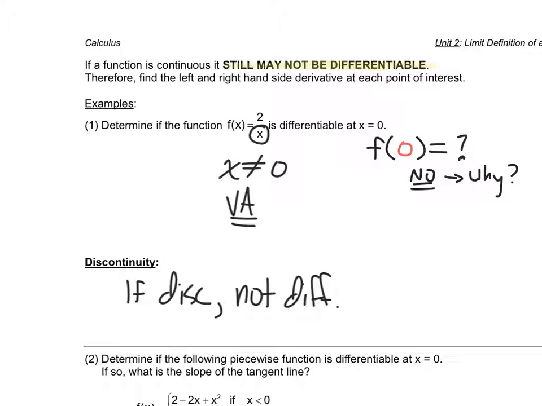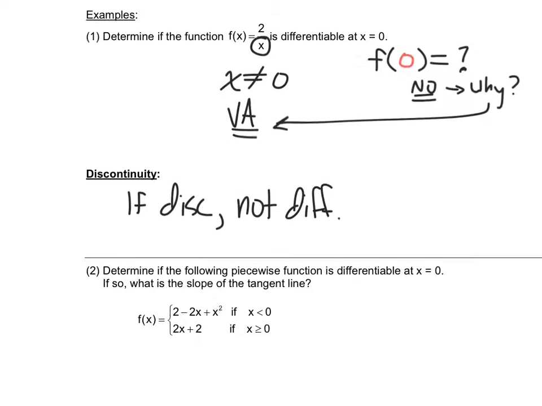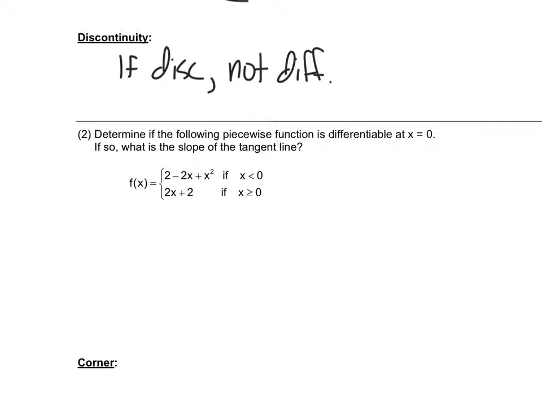If it doesn't exist, then it could be because there's a hole in the graph. It could be because there's a vertical asymptote. It could be because there's a jump. At that point, you flesh out what the reason is. But any kind of discontinuity, regardless of what type it is, will lead to a point that's not differentiable. So then we get to the second scenario involving a piecewise function.